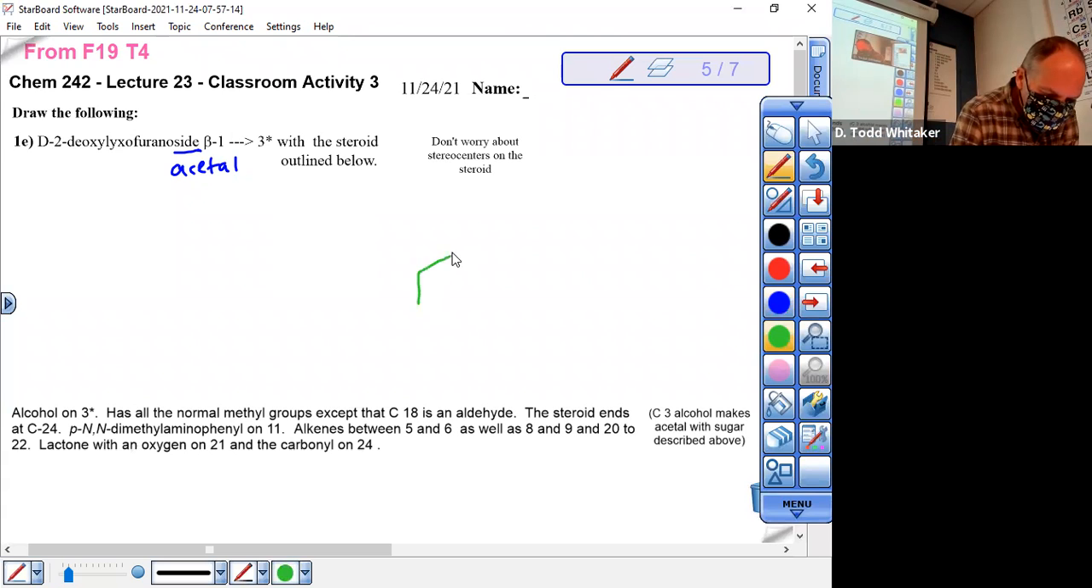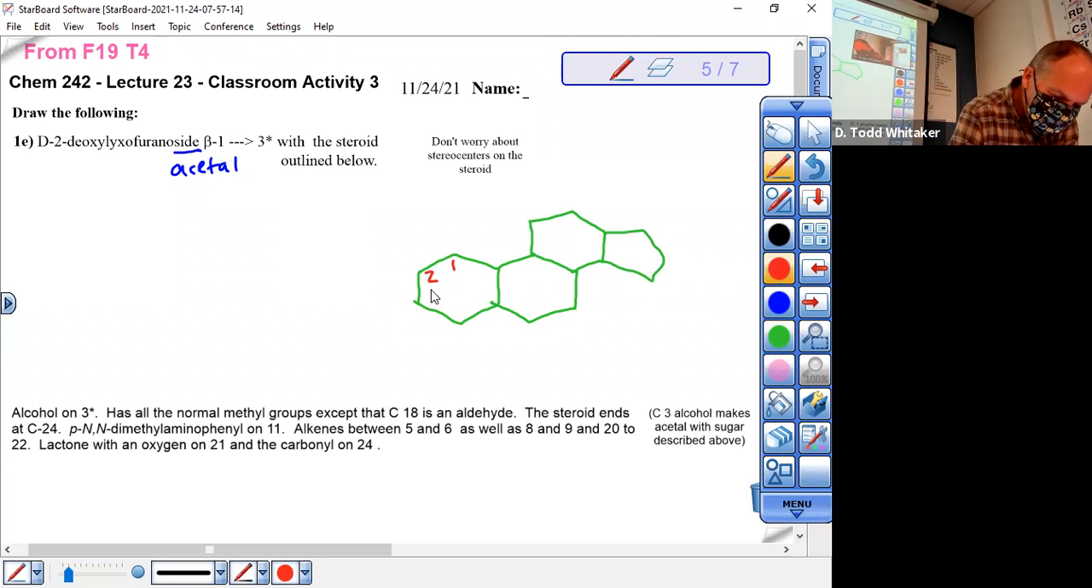It's a 6. And I'm not going to bring that handout over this time because it's supposed to be in our mind. There we go. Numbering 1, 2, 3, 4, 5, 6, 7, 8, 9, 10, 11, 12, 13, 14, 15, 16, 17. Remember, methyls are here and here.